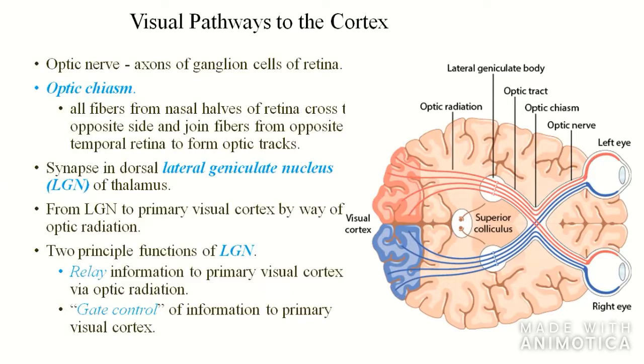Now this lateral geniculate nucleus, or the lateral geniculate body, lies in the thalamus and it has two principal functions. Number one, it relays information to the primary visual cortex via optic radiation, and secondly, it acts as a gate control of information to the primary visual cortex.